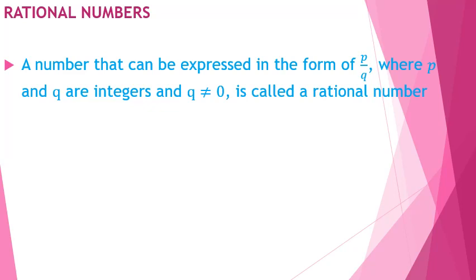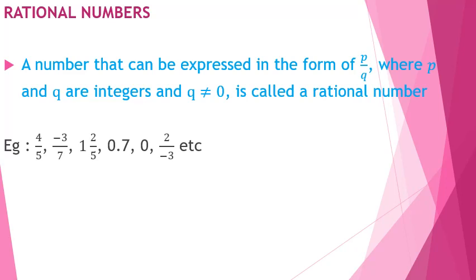First, the definition of rational numbers. A number that can be expressed in the form of p by q, where p and q are integers and q not equal to 0, is called a rational number. For example, 4 upon 5, minus 3 upon 7, 1 integer 2 upon 5, 0.7, 0 and 2 upon minus 3 etc. are examples of rational numbers.